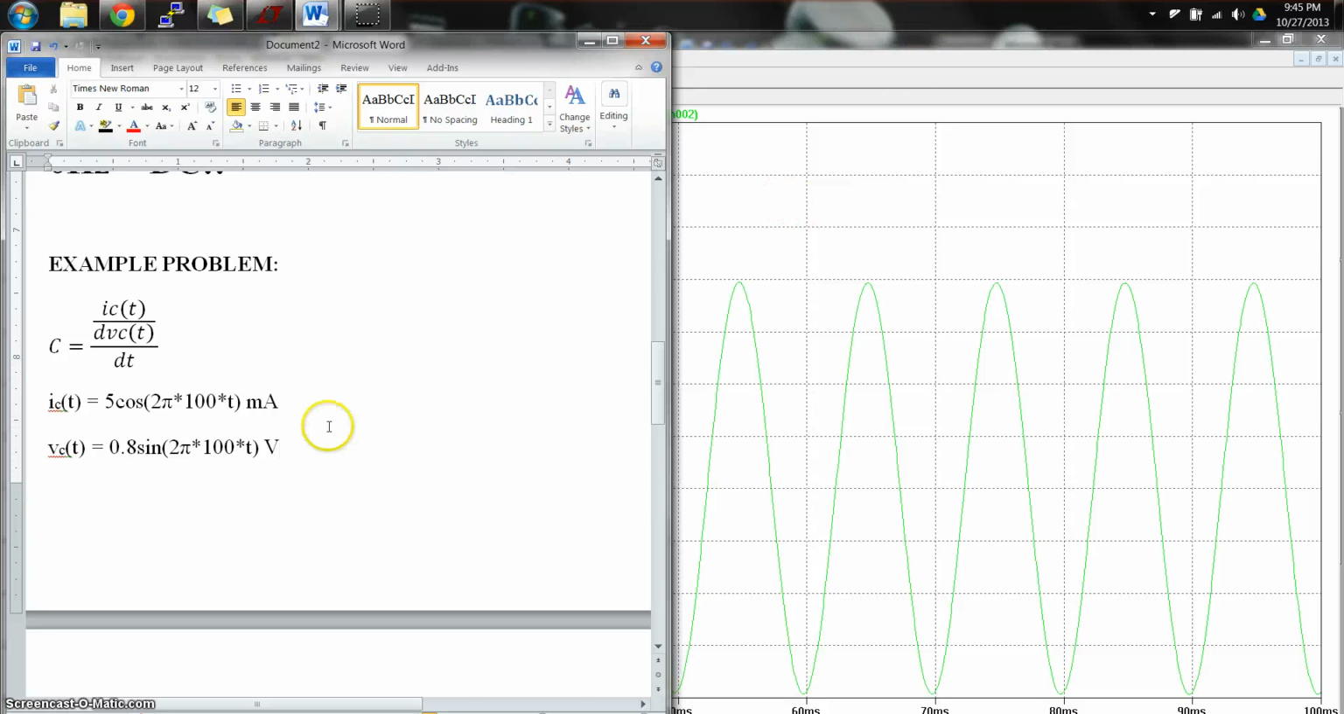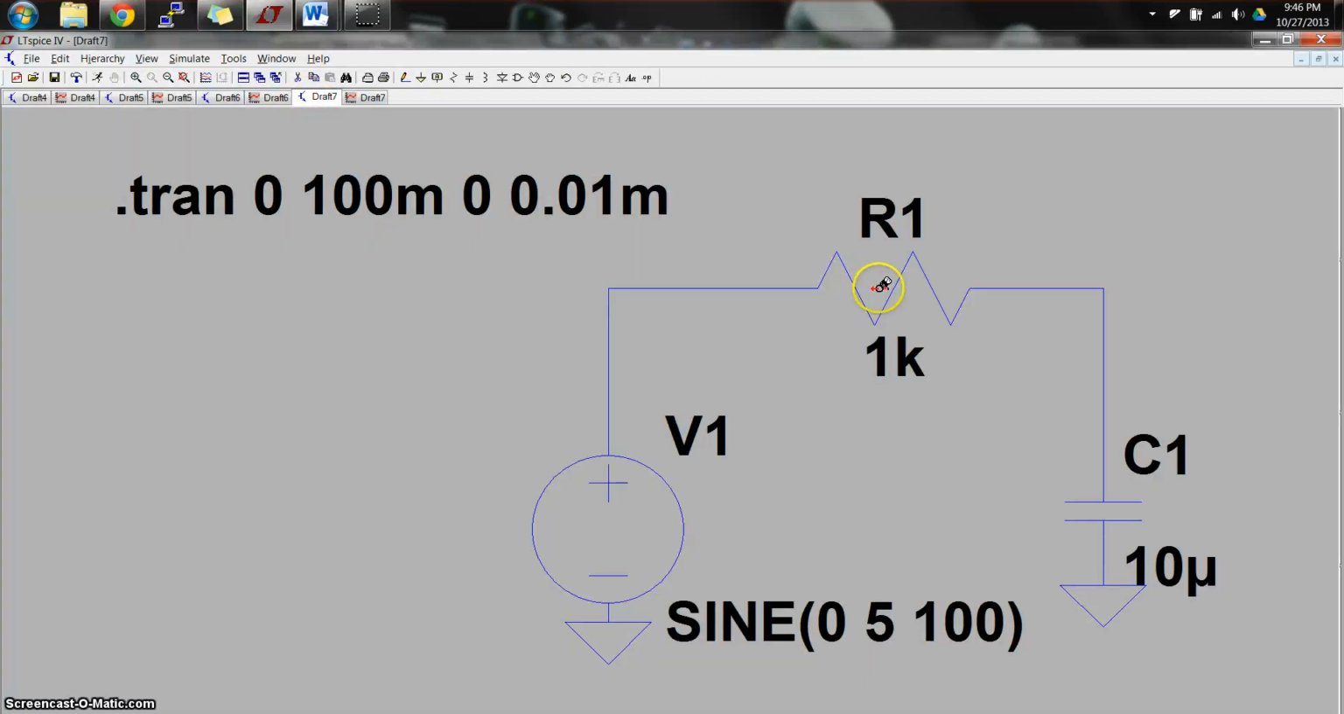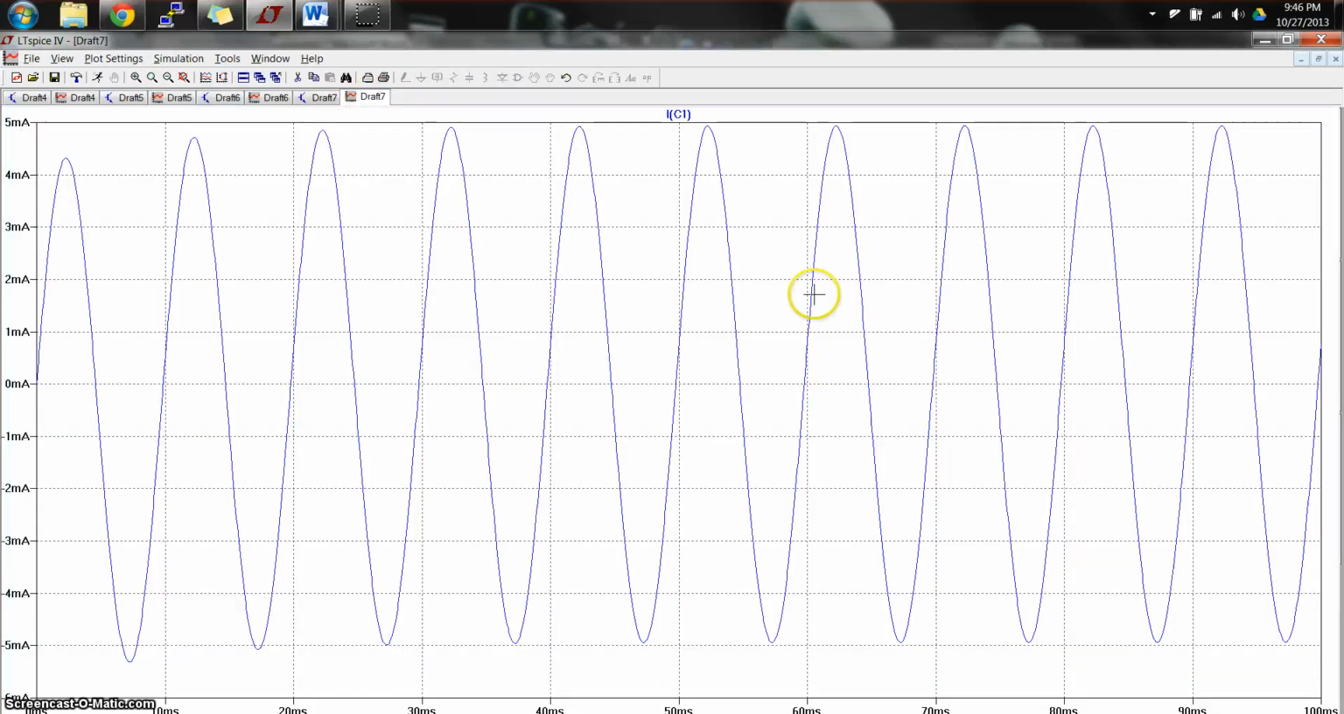Okay, so we have the VC of T, so the next thing we need is IC, and I actually wrote that up here, but let's go ahead and look at it in our circuit. So to find IC, I just hover over here and double-click, and that'll bring up the current through the capacitor, and here it is. So you can see it has that little settling time here, but then once you get up here, it's pretty stable. And I approximated this to about 5 milliamps, and it's going to have the same frequency.